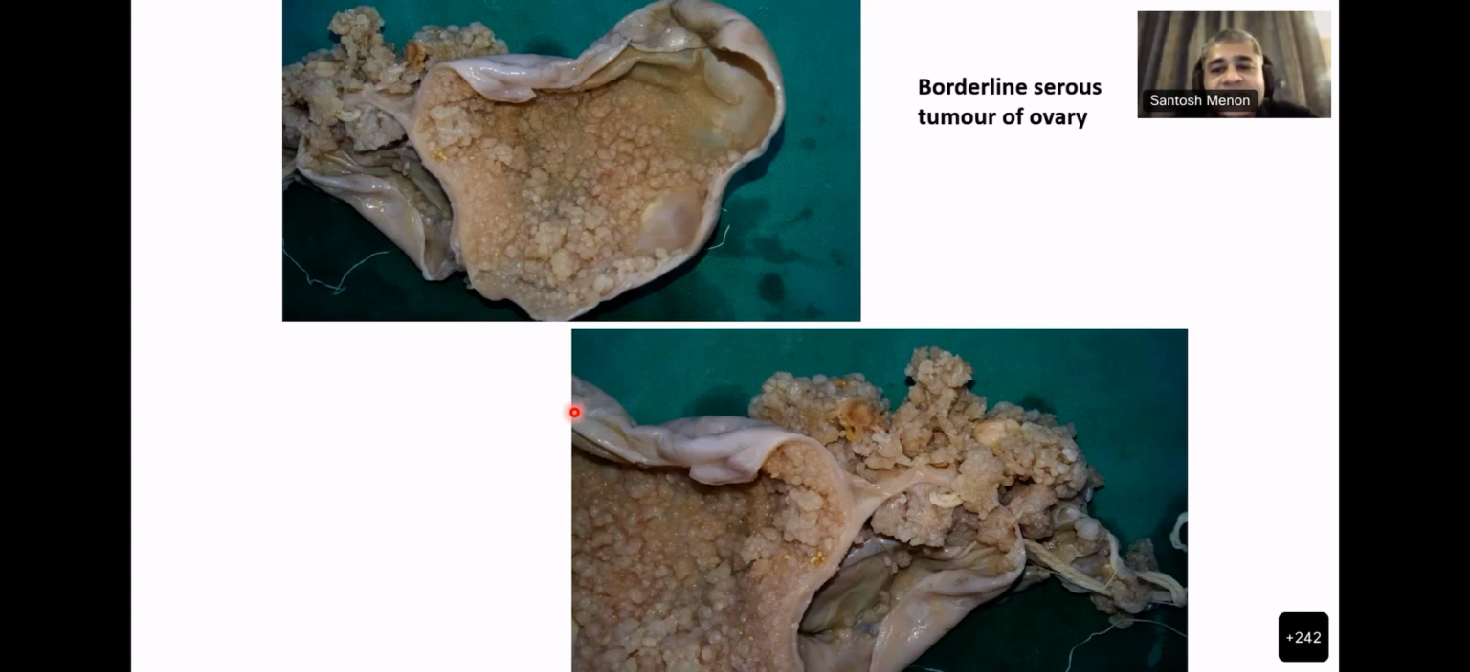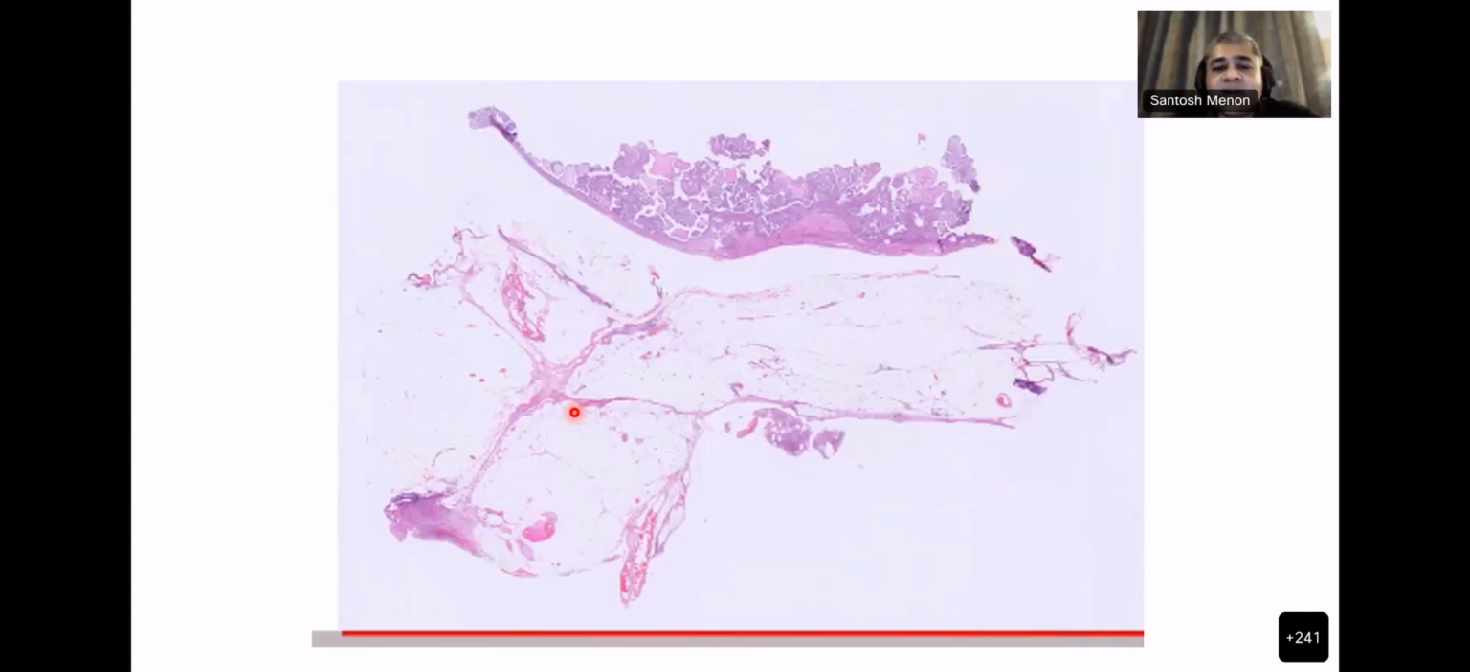Okay, fine. Yes, sir. So this is a low power micrograph of the sections from these ovarian tumors. Navila, can you describe this at low power? What do you see? You can see the wall of the cyst. The cyst lining shows many papillary projections, and adjacent to this cyst lining there is a presence of adipose tissue. Okay, fine.